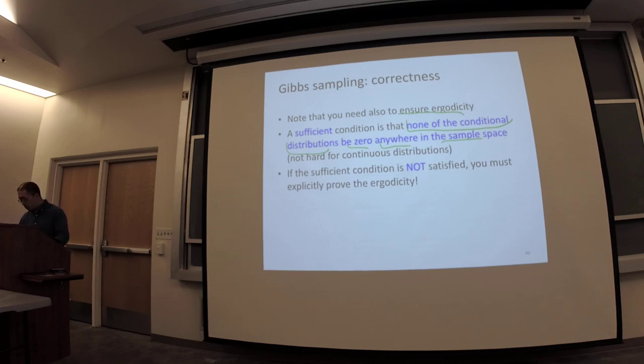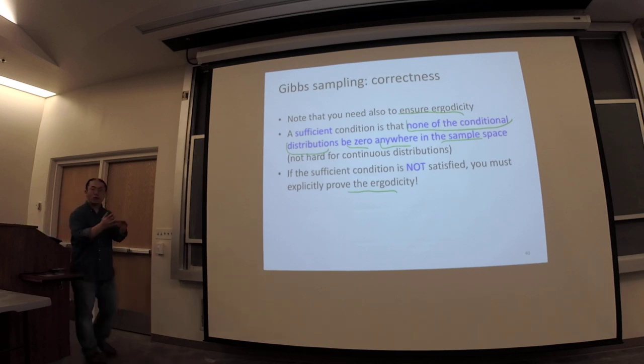And usually, if your conditional posterior is a continuous distribution, we won't worry about that. But if it is discrete or has weird shapes, you should worry about that, and you need to explicitly show the ergodicity.